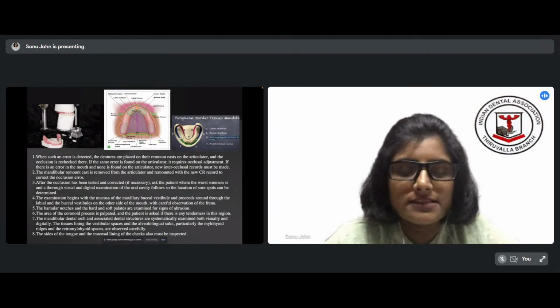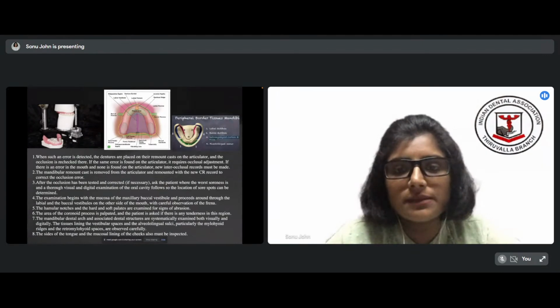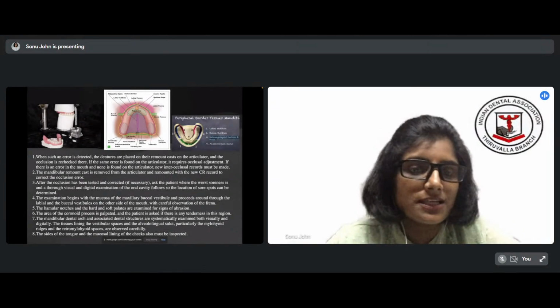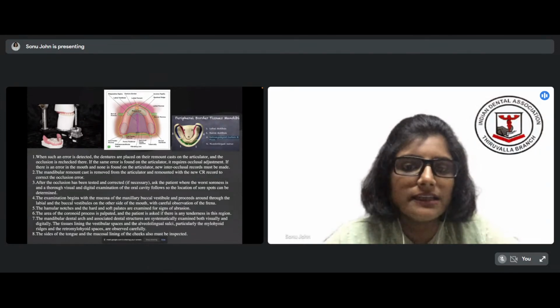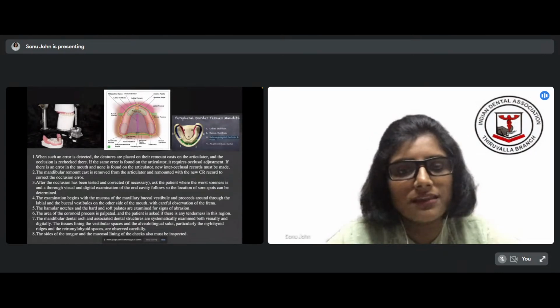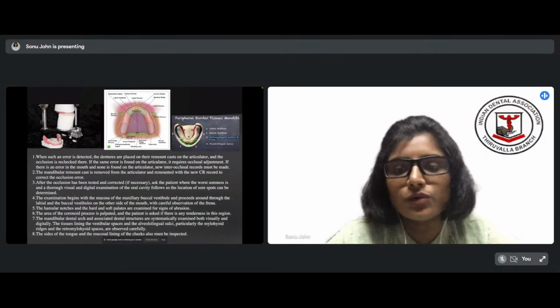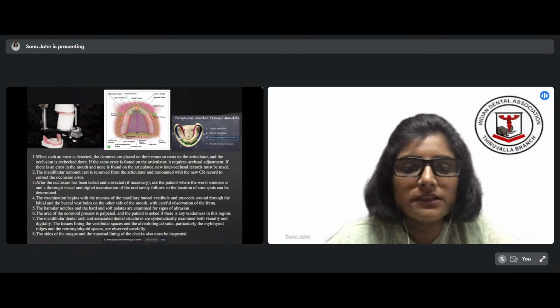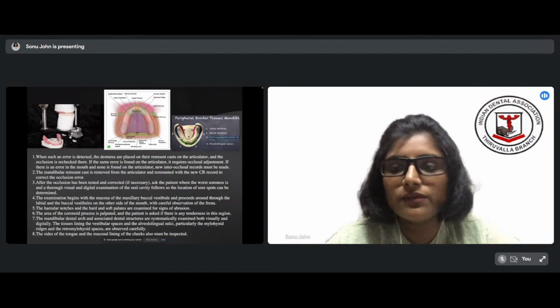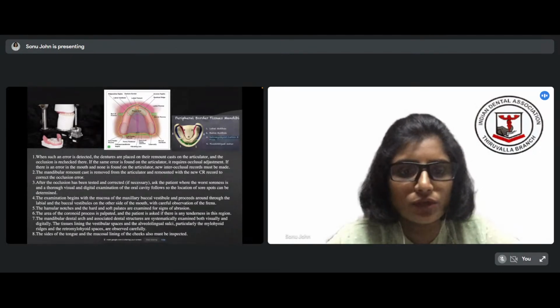When you note that there is an error in your centric occlusion, the dentures are placed on a remount cast on the articulator and the occlusion is rechecked in the articulator. Now on the articulator, if you find the same error, it means that you have to adjust the occlusion in the patient's mouth. If there is an error in the mouth, but when you check it on the articulator there isn't an error, it means that a new interocclusal record should be made. Now the mandibular remount cast is removed from the articulator and the upper cast is remounted with a new centric relation record to correct the occlusion error.